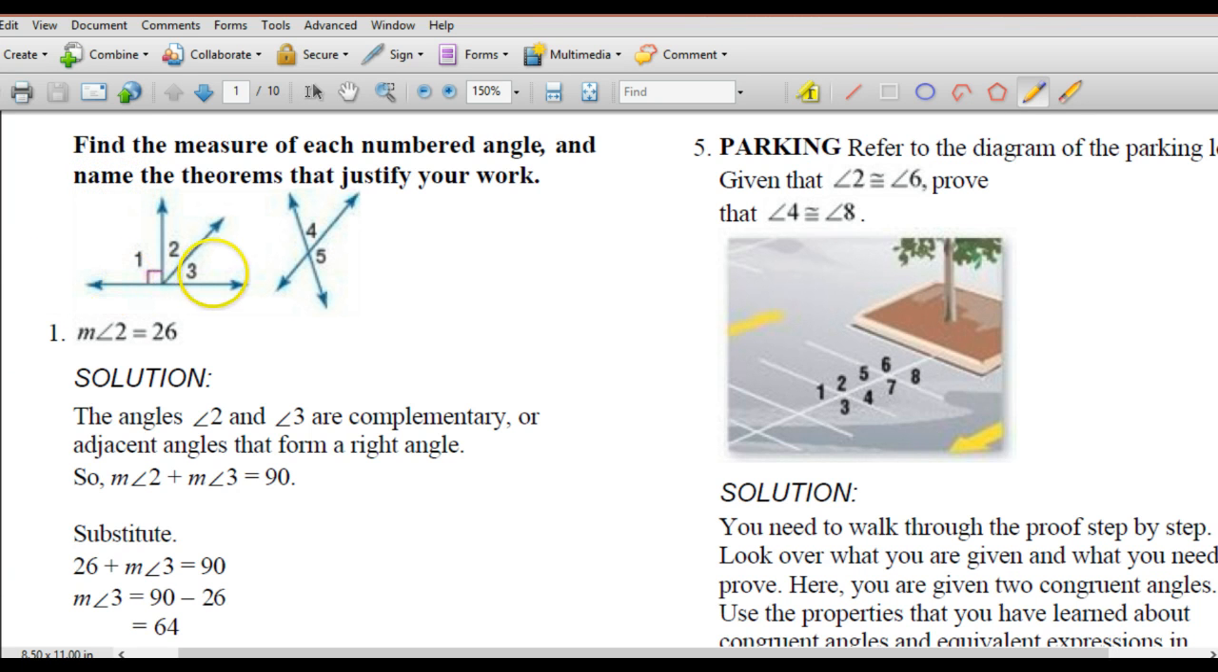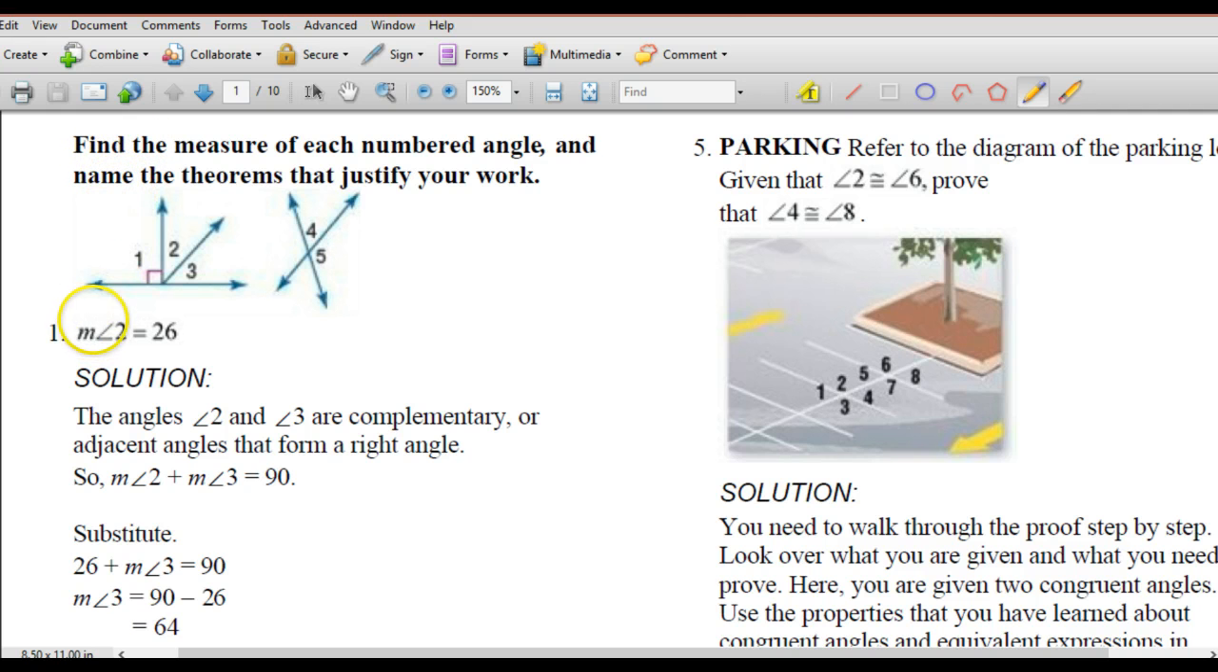The angles 2 and 3 are complementary, or adjacent angles that form a right angle. So the theorem that we would use here is the complements theorem, which states that if two angles are adjacent and form a right angle, then they're complementary. We have a right angle here because angle 1 is a right angle, and 2 and 3 are adjacent, or they share this side. So they have to add up to 90.